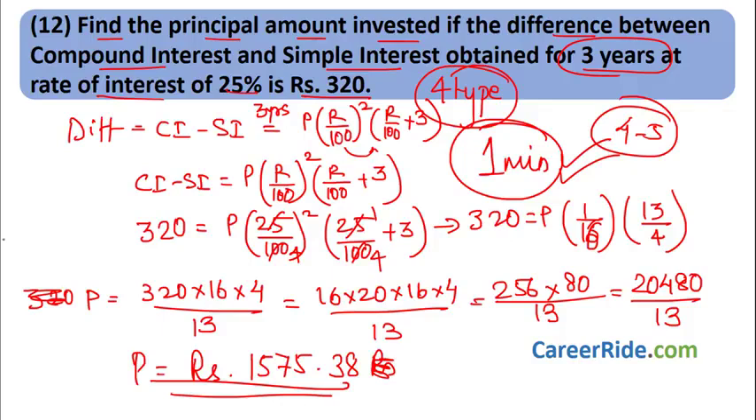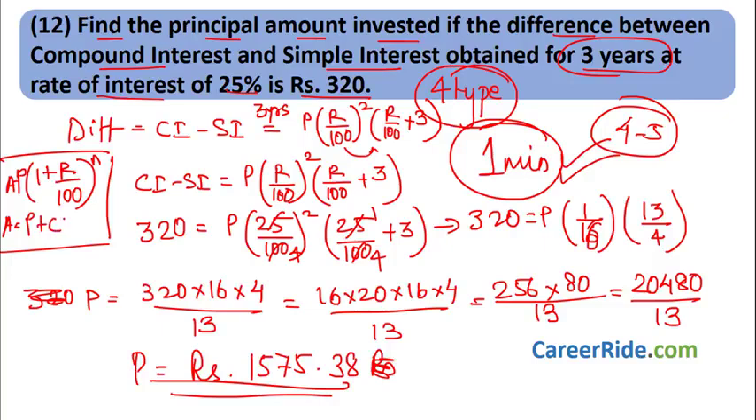What is the formula for compound interest? I am writing here on the left hand side: amount is equal to P into 1 plus R upon 100 raised to the time period n. This is nothing but the amount, and amount is principal plus compound interest. Remember these and it would become very easy to score in the exam. This is it for compound interest sums.